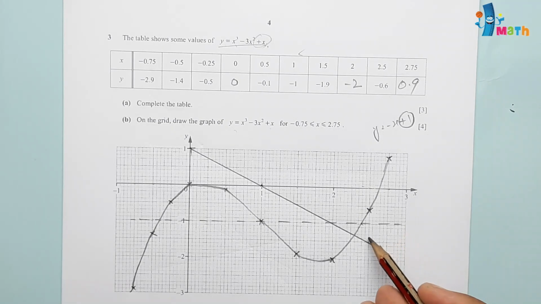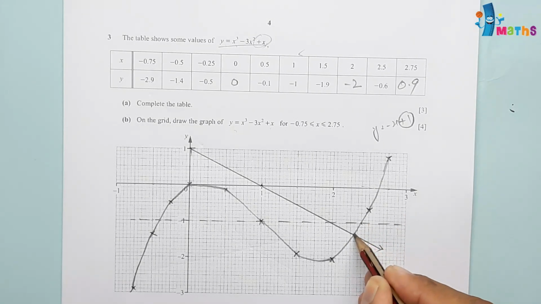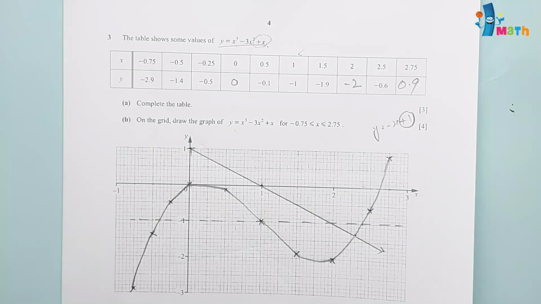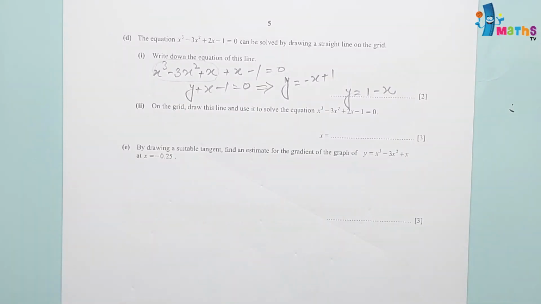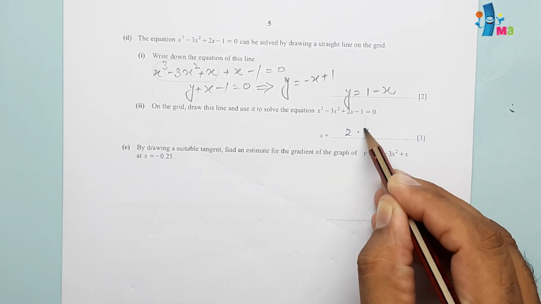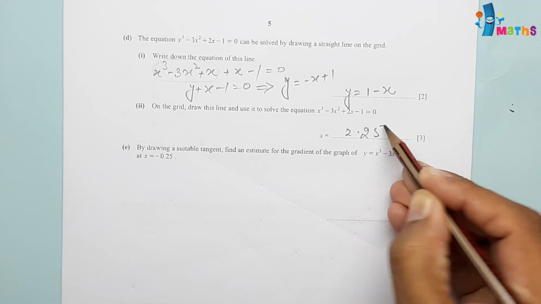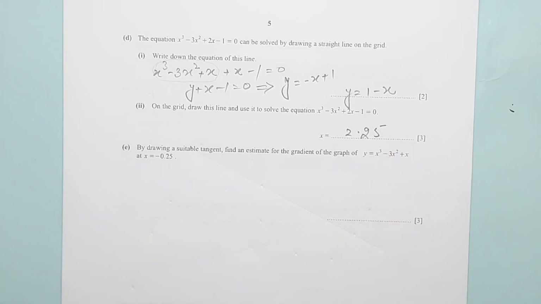So this will be the line which is required. The x value for this point, if we check, will be almost 2.26. So 2.26 we can write, or 2.25 or 2.26, whatever your graph is representing.